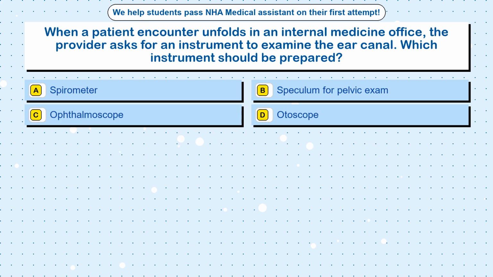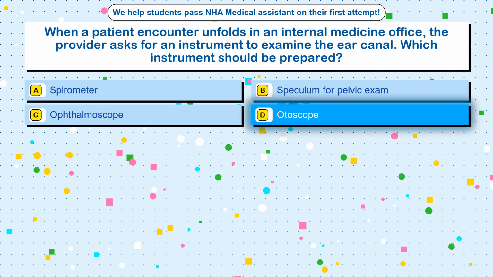Question 95. When a patient encounter unfolds in an internal medicine office, the provider asks for an instrument to examine the ear canal. Which instrument should be prepared? Option A, spirometer. Option B, speculum for pelvic exam. Option C, ophthalmoscope. Option D, otoscope.